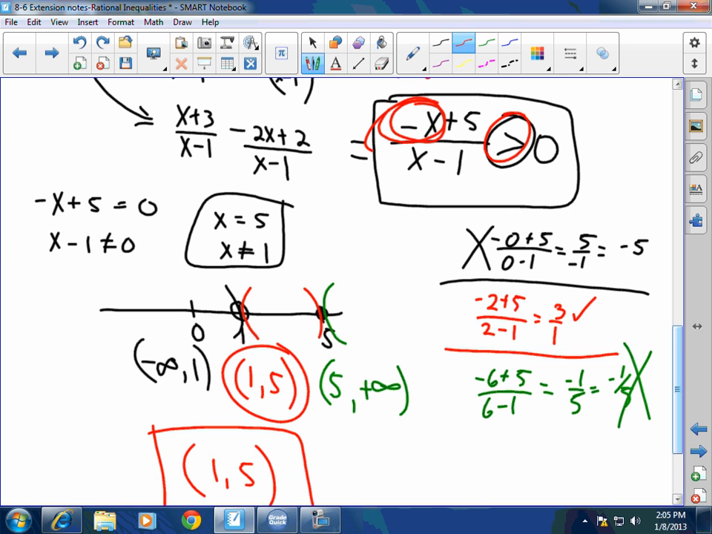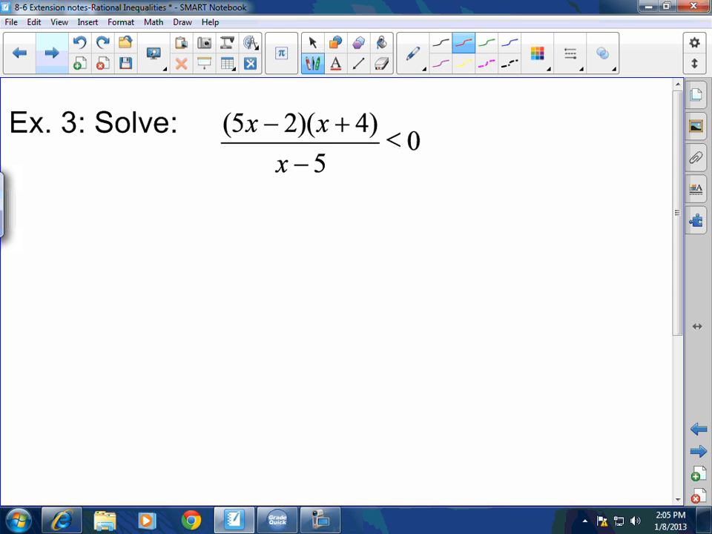All right, let's do another one. A little bit more complicated, though. Wow. Look what's happening here. Don't stress. Remember what I said, guys. Set the numerator to 0, and then set the denominator to not equal 0. But remember, when we're setting the numerator equal to 0, this is the zero product property, isn't it? So when I set 5x minus 2 equal to 0, x plus 4 equal to 0, and then x minus 5 not equal to 0, I'm going to get the following.